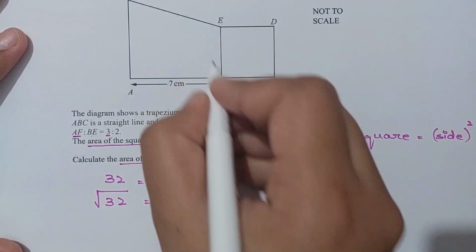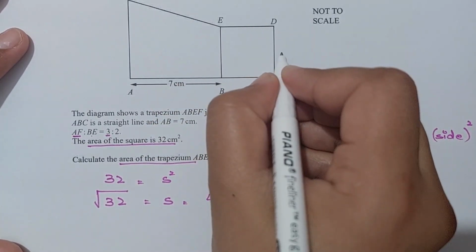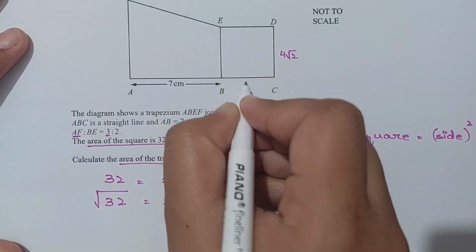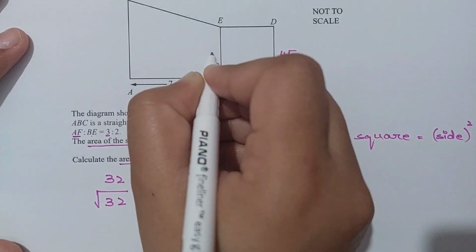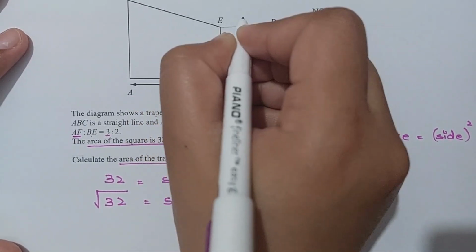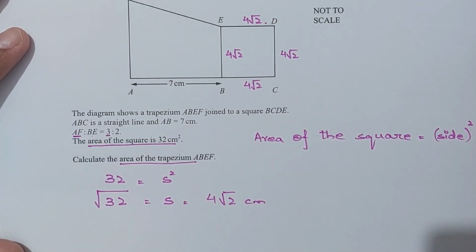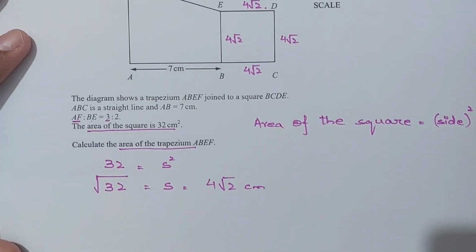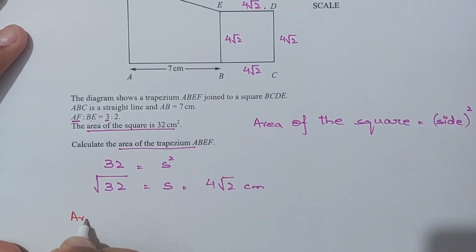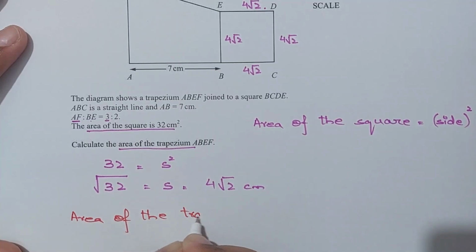So it means all four sides of the square are 4 root 2: this is 4 root 2, this is also 4 root 2, this side is 4 root 2, and this side is 4 root 2. As we know, a square has all four sides equal. Now we have to solve for the area of a trapezium.